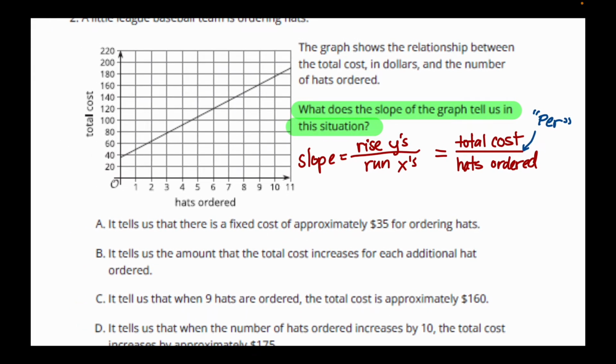Option A says it tells us there's a fixed cost of approximately $35 for ordering hats. That may be true, but that's not what the slope is telling us. That would be maybe what the y-intercept tells us. So not this one. With a thicker marker, not that one. B says it tells us the amount that the total cost increases for each additional hat ordered.